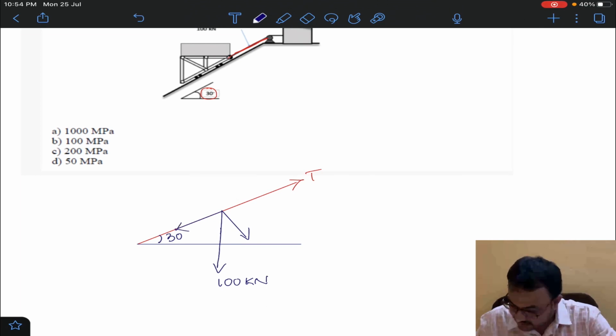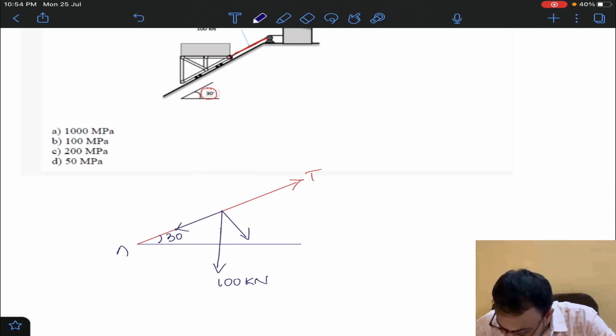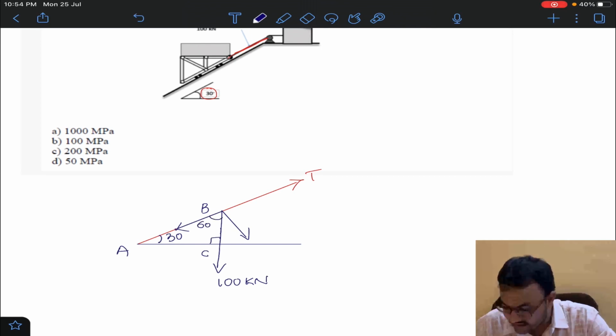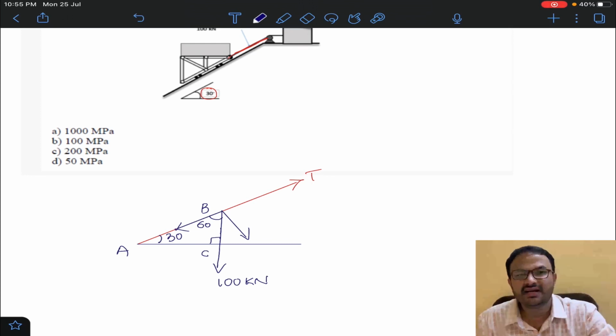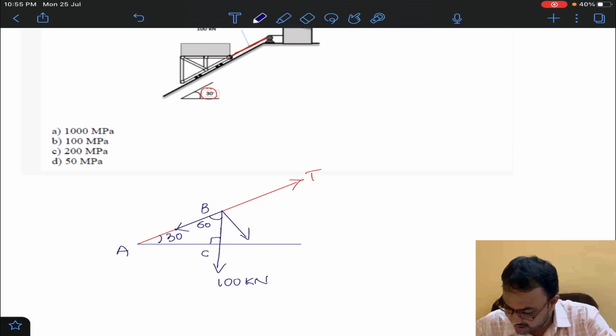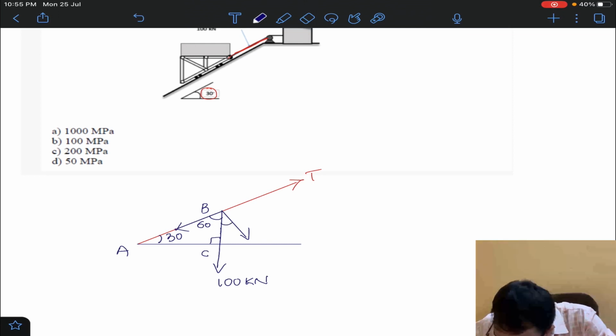Okay. So if you observe this triangle ABC, at C the angle is 90 degrees and at B it has to become 60 degrees. That is, the sum of the angles in a triangle will be 180 degrees. So 30 plus 60 plus 90, you will get 180 degrees. Okay. And then this angle will become 30 now.